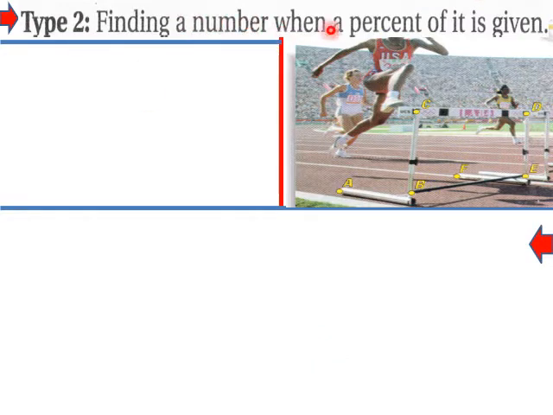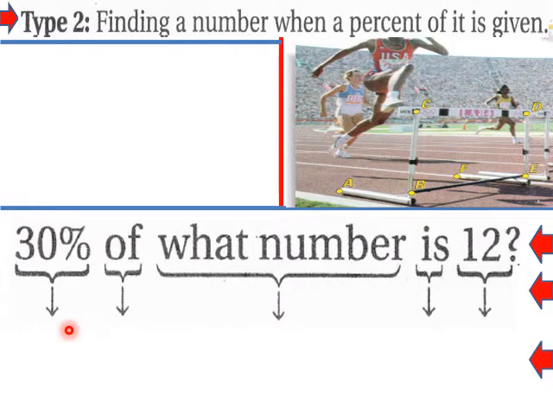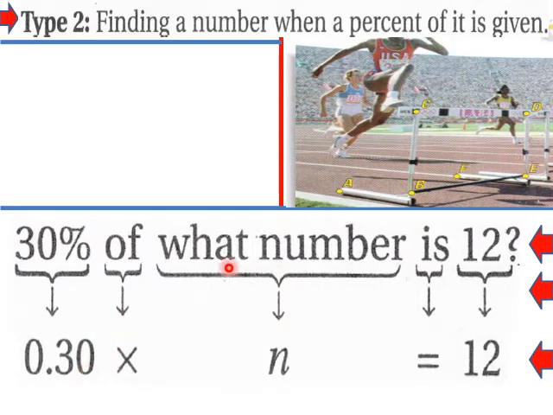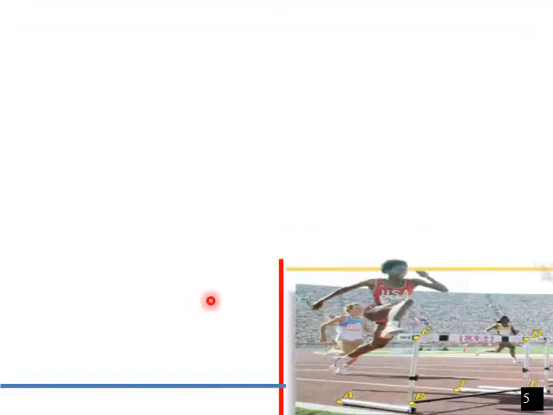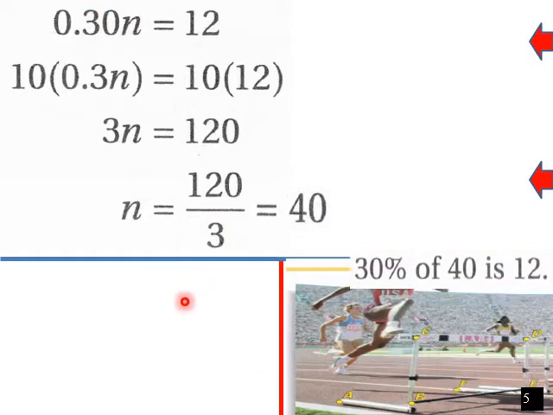So finding a number when a percent of it is given. 30% of what number is 12? So again, here's our verbal model, then our algebraic expression plugged in after the verbal model. And then here is our further algebra to solve for 30% of n equals 12.